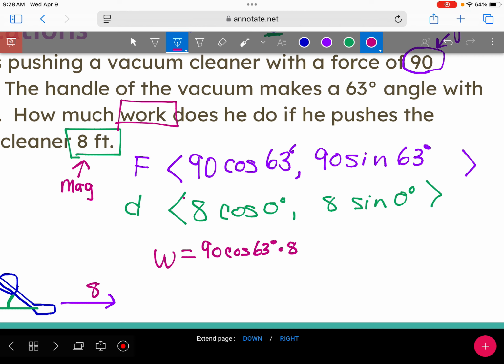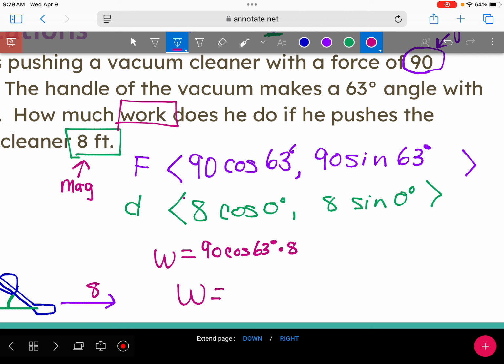So what do we get for our work? Type in 90 cosine of 63, close your parentheses, times 8. 326.87. Not what I got, but it could entirely be that I'm wrong. I don't know. Then it's entirely probable that what I have in my book is wrong. It's happened before. So we're going to go with that. Give me a second. 90 cosine 63 times 8.